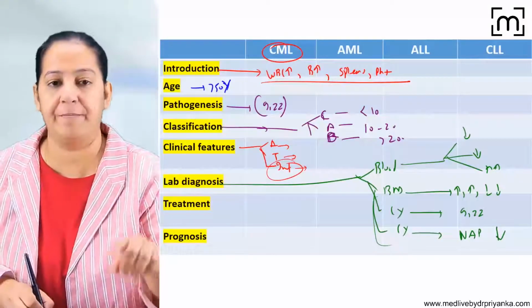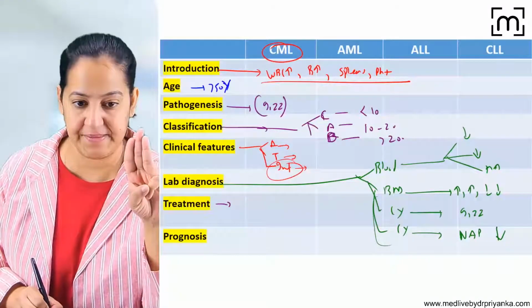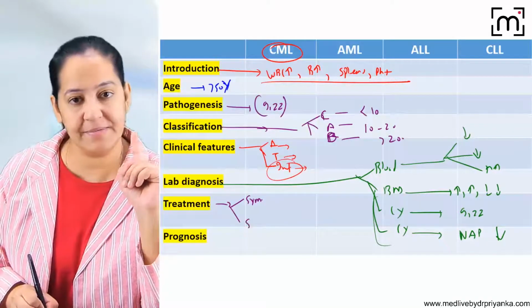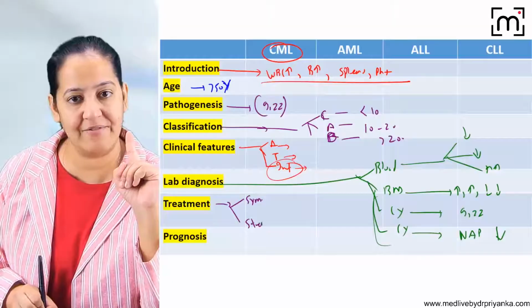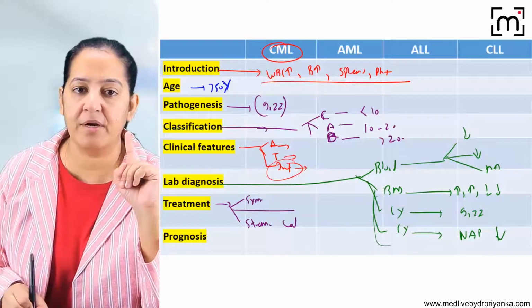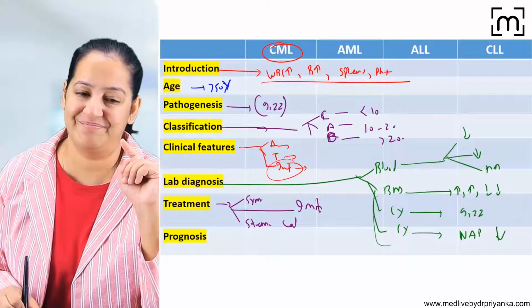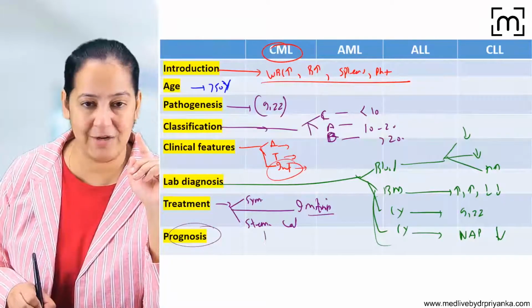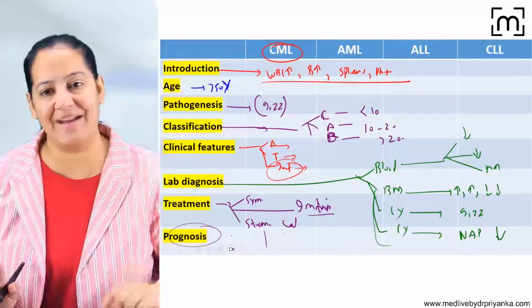In the treatment part, I told you, three treatments are available. Symptomatic treatment, like blood transfusion, platelet transfusion, and stem cell transplant, bone marrow stem cell transplant. And the most important is the targeted therapy known as Imatinib. So prognosis is very good with that. And for prognosis, I told you two indexes, the Sokal index and Hasford index, you have to learn that.